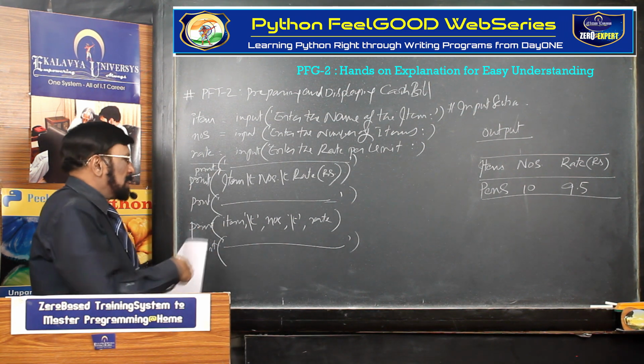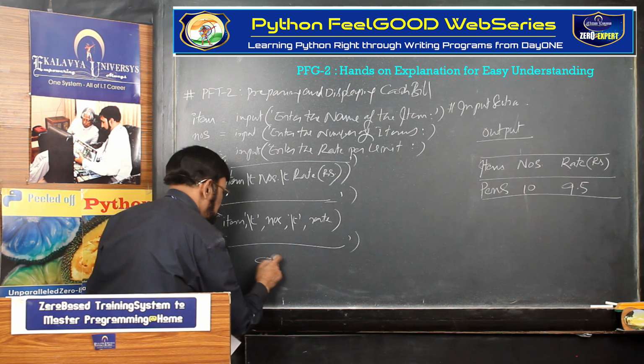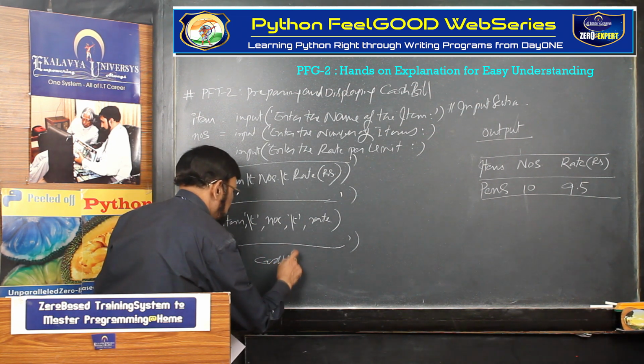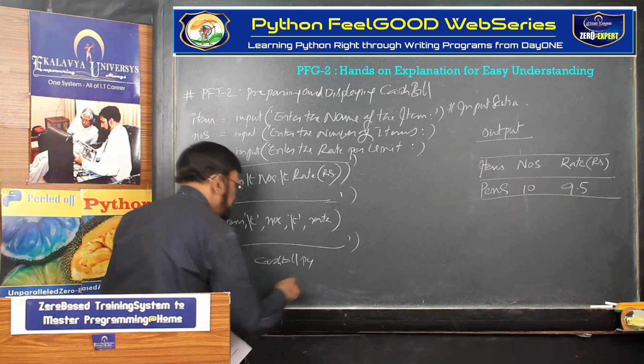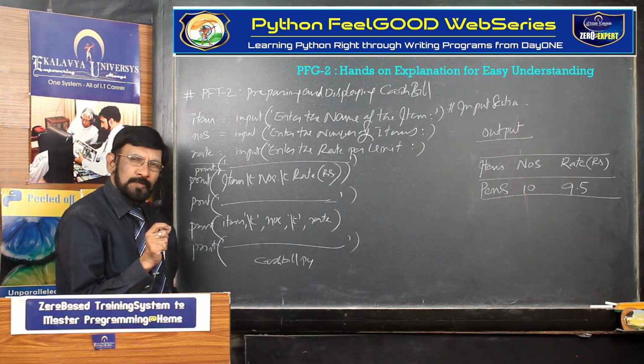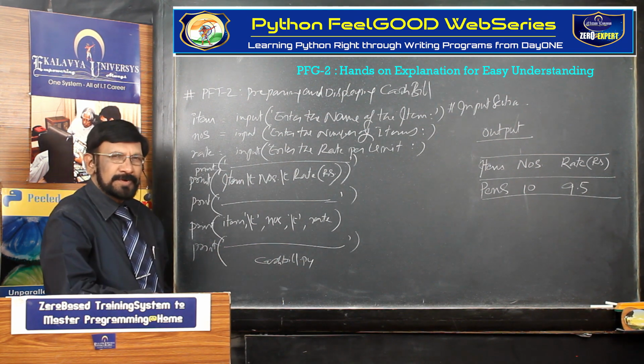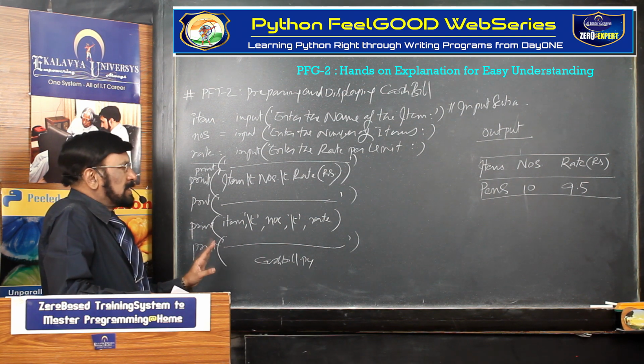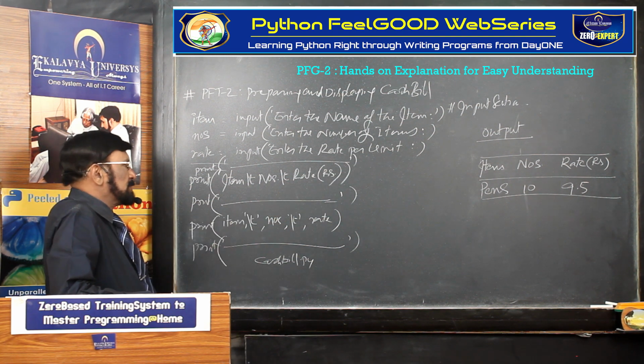Then you save it and give a name. Always give an appropriate name. What is that? Cash bill .py. This is save. Save your program. Thereafter you execute it. If no errors are there, it is executed and gives the same result.